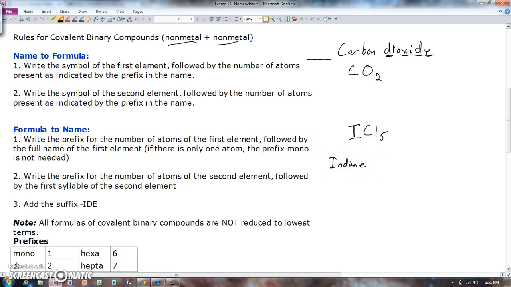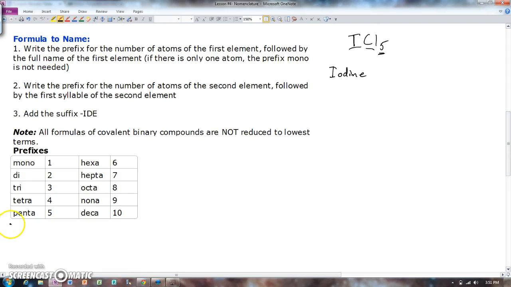Okay? My next step is to write the prefix for the number of atoms of the second element. So now I have chlorine here, and I have 5 of them, which is penta. So I'm going to write penta. And again, I see this is chlorine, so just like I did with ionic compounds, I'm just going to write the first syllable, chlor, and end with ide.